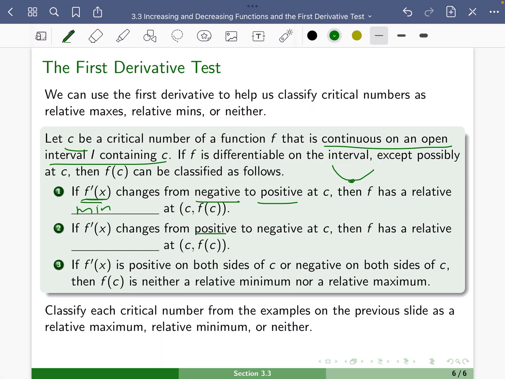If, on the other hand, it changes from positive to negative, that tells us it's moving from increasing, and then right at c, immediately after it, it's going to be decreasing. That tells us we must be at the top of a mountain, and we have a maximum. And if it's either positive on both sides or negative on both sides, then it is neither a maximum nor a minimum. So let's go back through the examples that we've done in our previous couple of videos and see if we can identify places as maximums, minimums, or neither.